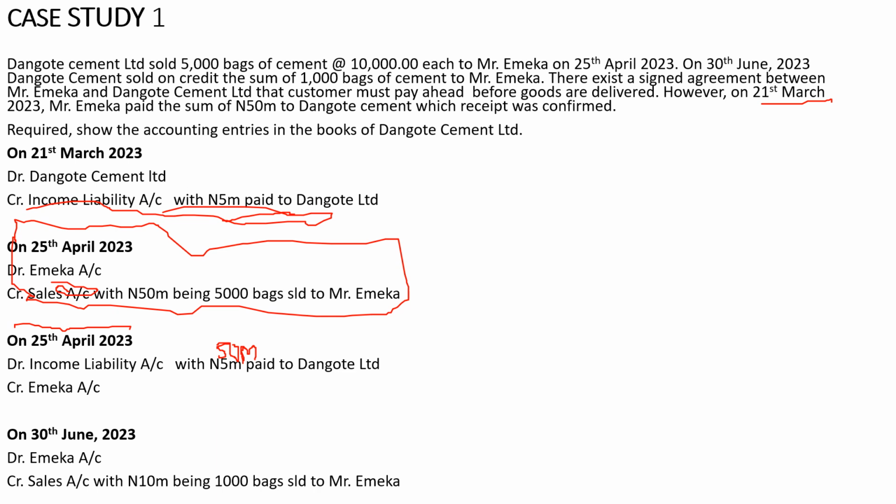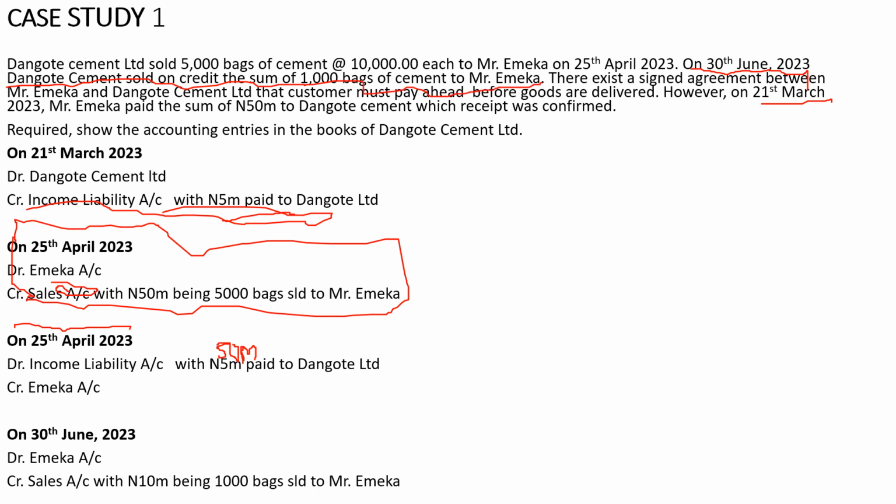Okay, yeah. On the 30th of June 2023, Mr. Emeka and Dangote Cement sold on credit the sum of 1,000 bags of cement to Mr. Emeka. Now, how do you account for this particular transaction? This is the transaction I'm talking about here. This particular one on the 30th of June. I'm underlining it now. The 1,000 bags on the 30th of June.